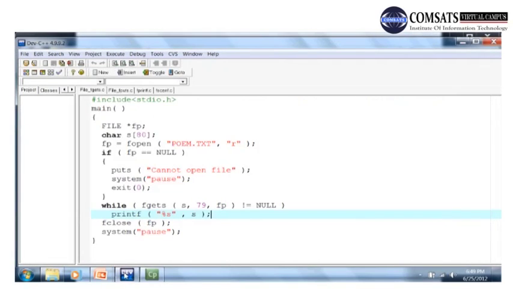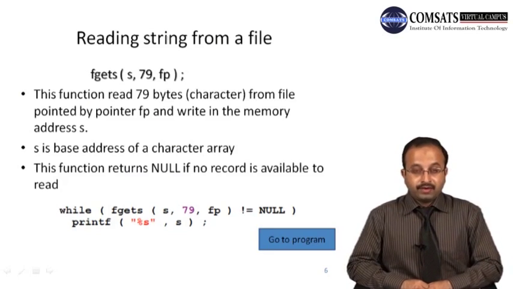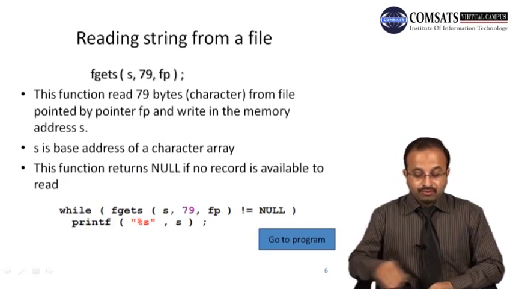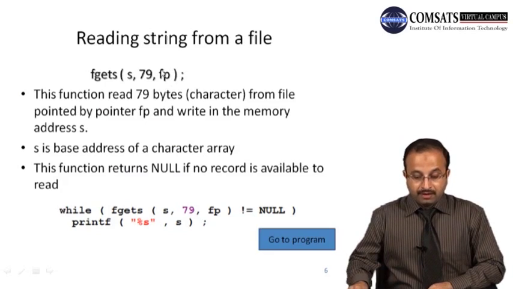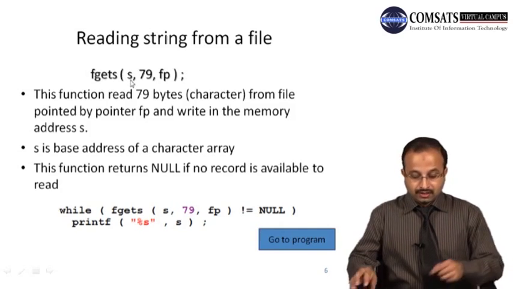Now we know two functions: how to read a string from a file, and how to write a string to a file. For reading a string, you can read it like this: read 79 bytes from fp and write it at this memory address. Let me say it again. Read the number of bytes mentioned in the second parameter from fp and write it in the address that is mentioned in the first parameter, that is s. वहाँ पे write कर देगा, ठीक है?